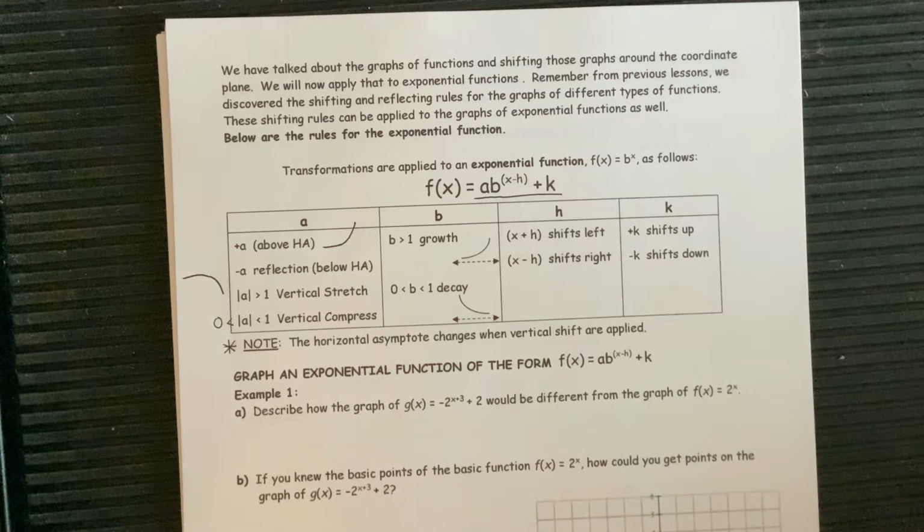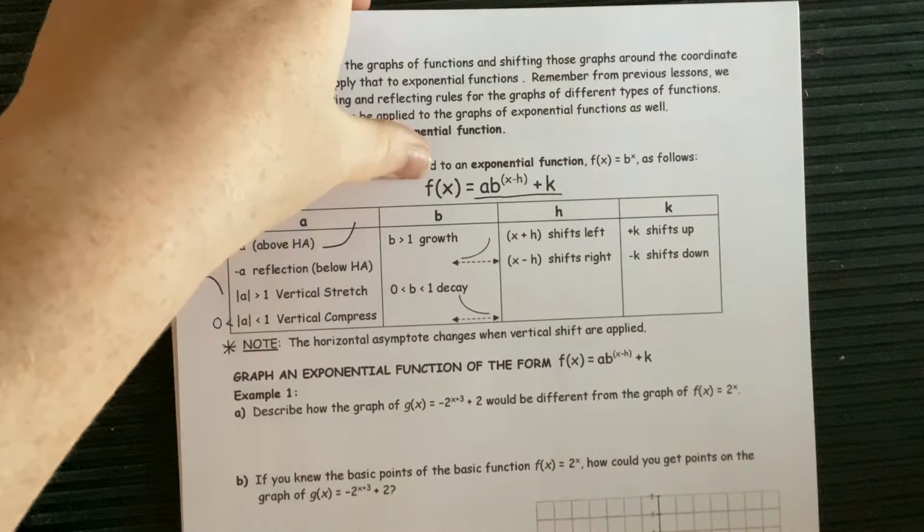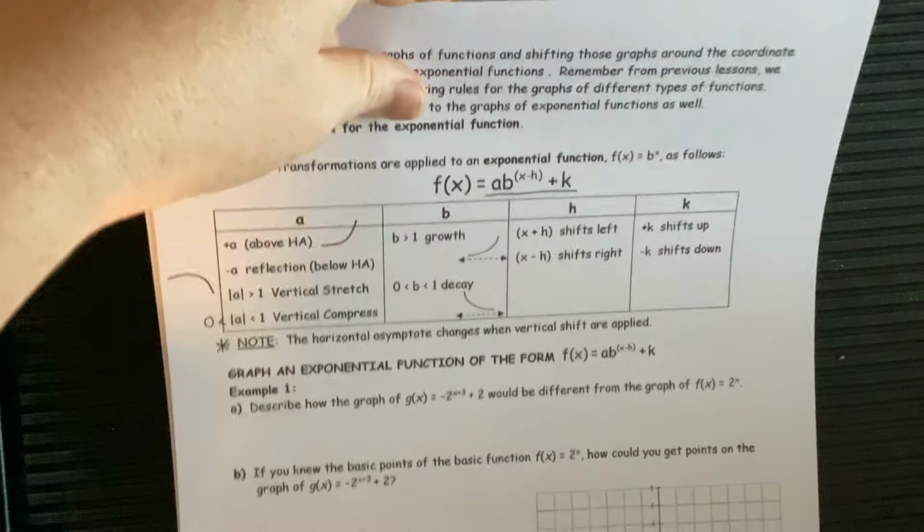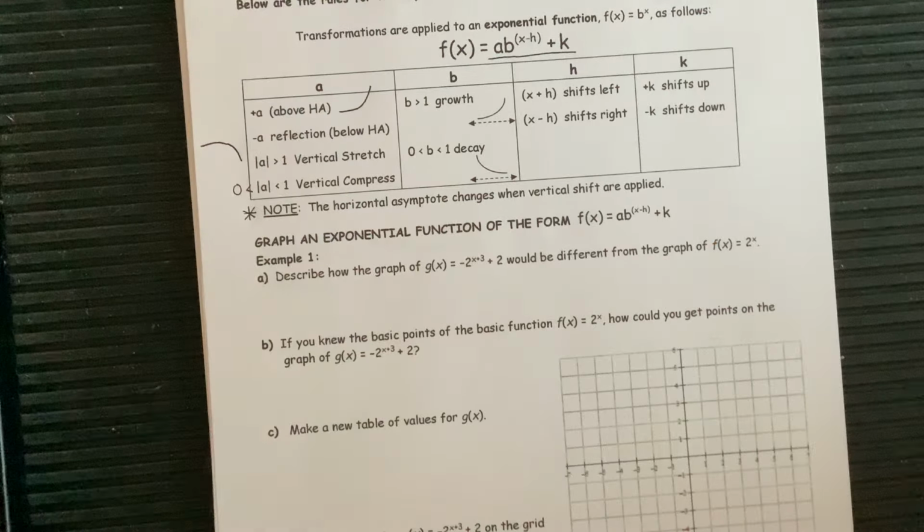All right, so we're going to talk about this example. On this example, describe how the graph negative 2^(x+3) plus 2 would be different from that parent function of just 2^x. So we need to go through and we need to think about what different transformations are happening. So this one has 3 transformations that are occurring. So you can kind of start to work through and you're looking for those 3 different ones that are happening.